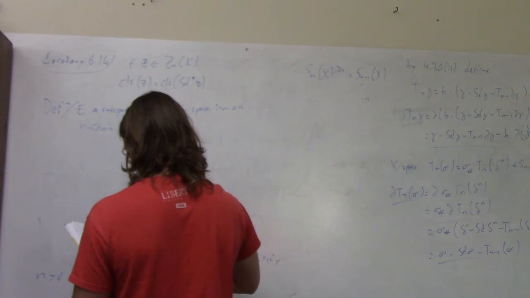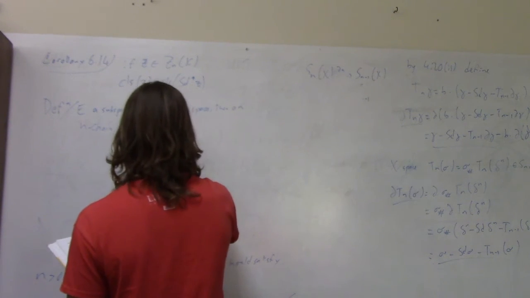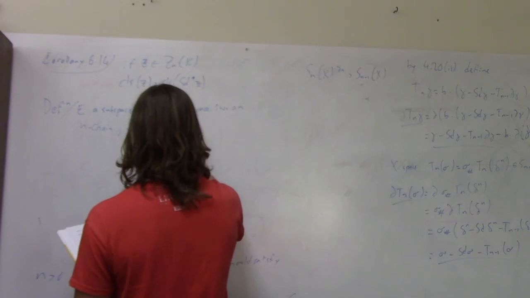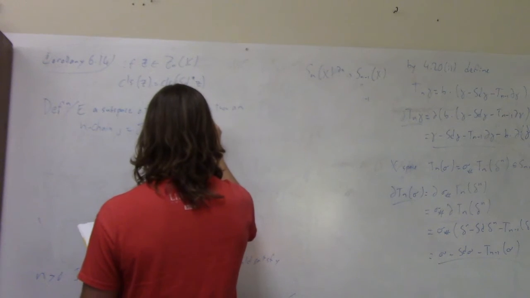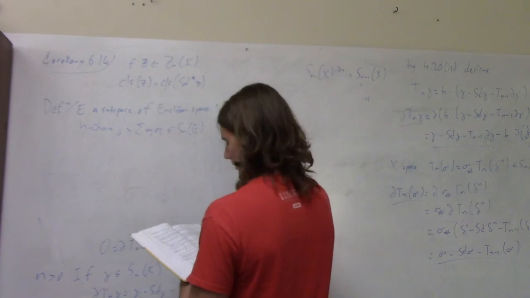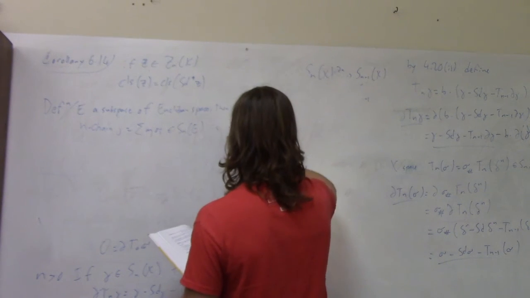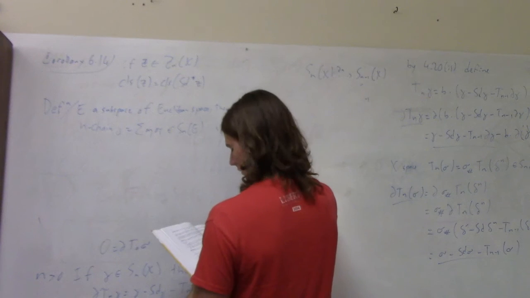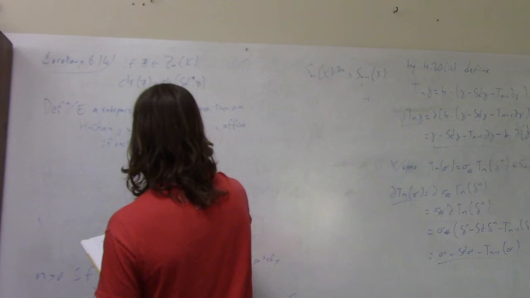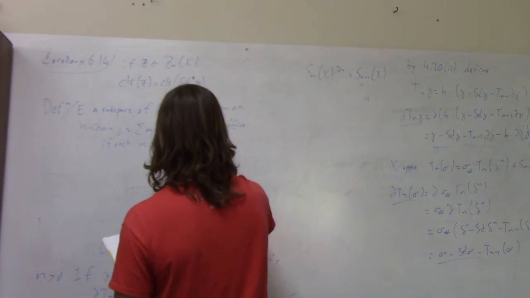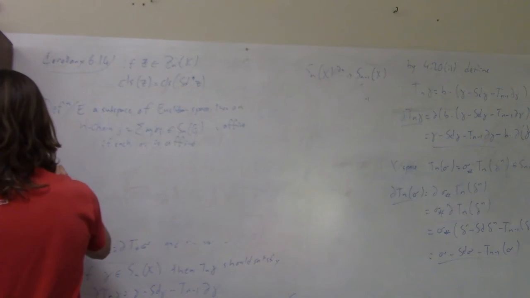So now we're defining an affine n chain, which we defined from affine n simplexes. So it's basically going to be the extension of that. It's going to be a linear combination of affine simplexes, if each sigma i is affine. Okay, that's fine.